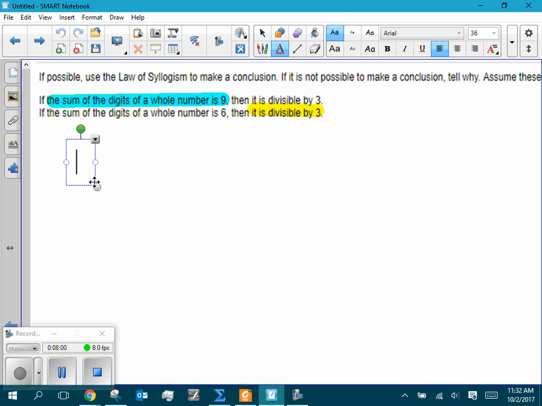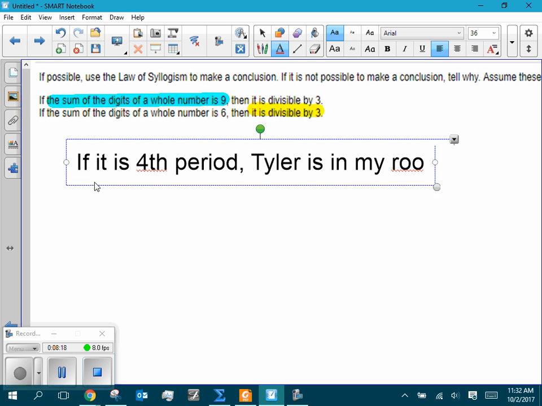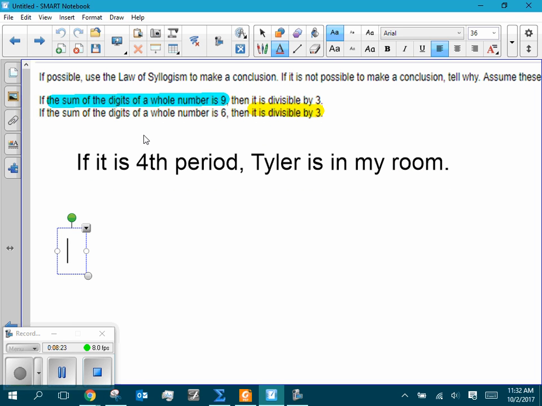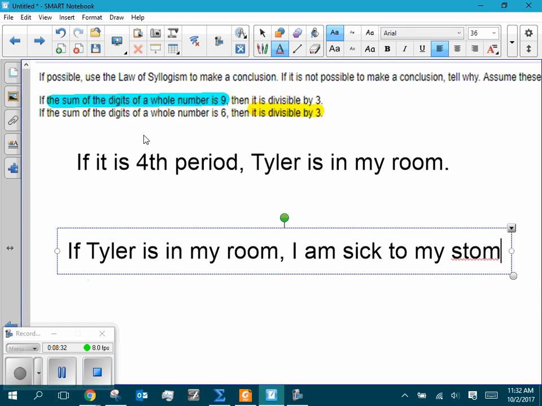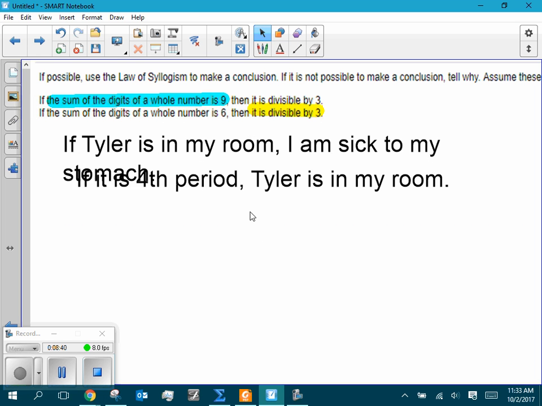Maybe a non-mathematical example. If it is fourth period, Tyler is in my room. And now if I write, if Tyler is in my room, I am sick to my stomach. We're assuming both these are true, right? Okay, and I'm going to put them in this order.